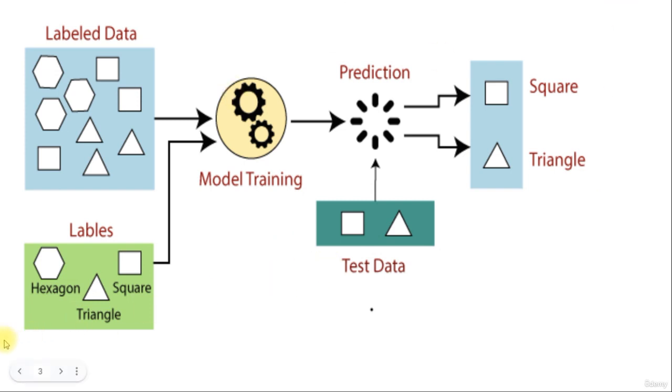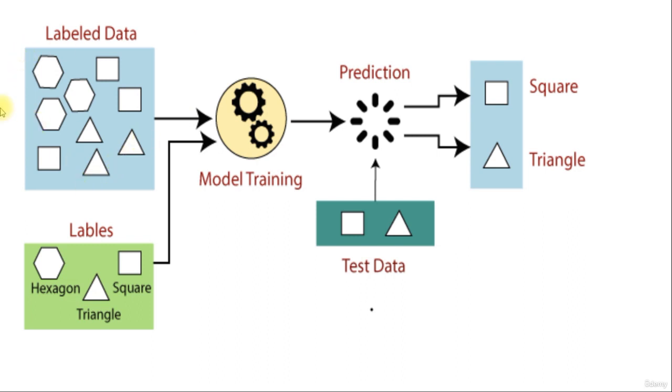So this is the entire life cycle of a supervised machine learning project. Here is your machine learning model. Now we want to train this model with the help of some labeled data. Let's say we have a data set that contains images of three different types of shapes. The first one is a hexagon, the second is a triangle, and the third is a square. So what will we do? Let's say this data set has 100 entries.